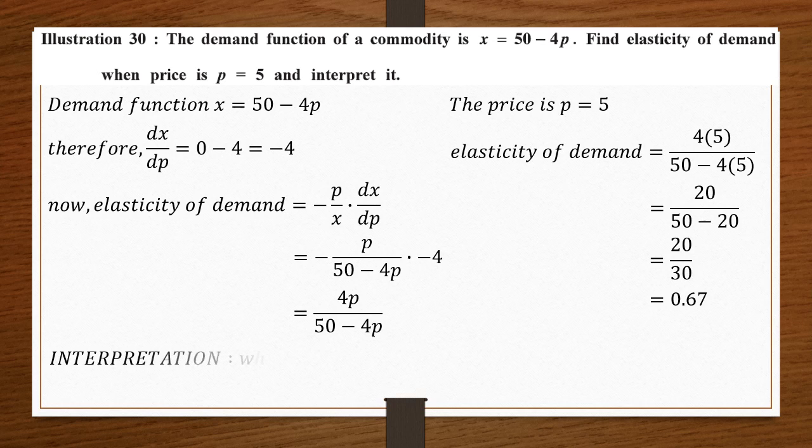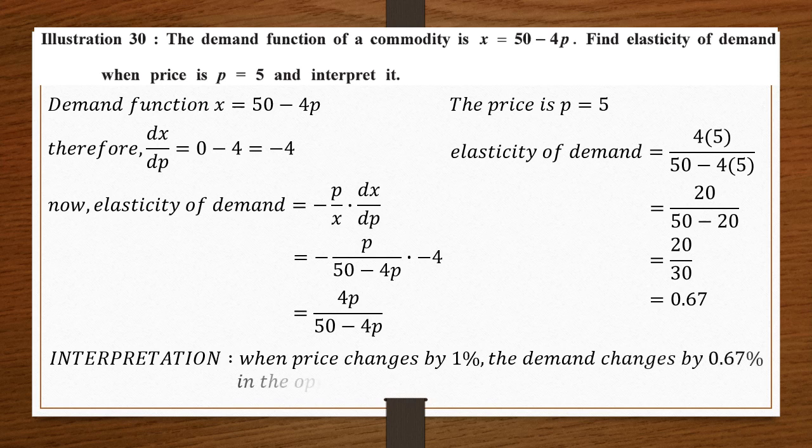To interpret it, we can say that when the price changes by 1%, the demand changes by 0.67% in the opposite direction when the price is rupees 5. So when the price is 5 rupees and we change the price by 1%, the demand will change by 0.67% in the opposite direction, because the answer is positive, so demand always goes opposite. If the answer had been negative, then it would be the same direction.